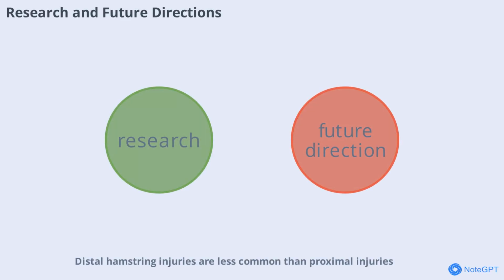Distal hamstring injuries are less common than proximal injuries, resulting in fewer studies and less robust treatment algorithms. Ongoing research is needed to better understand the best management strategies, especially for rare injuries like distal semimembranosus tears or snapping syndromes. Advances in imaging, surgical techniques, and rehabilitation will continue to improve outcomes for these challenging injuries.